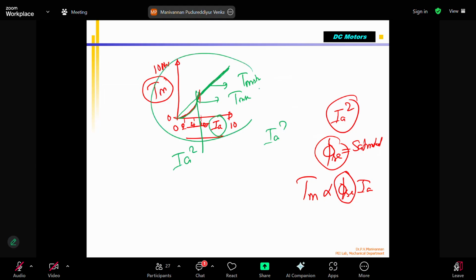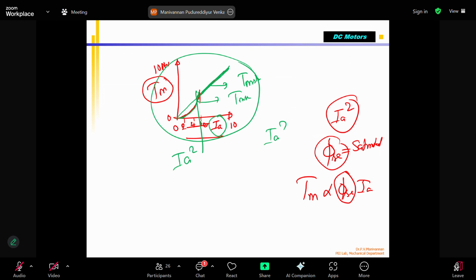This characteristic helps the series motor apply wherever you need high torque at low speed, like a lift or crane. But when you want constant smooth torque, you have to go to what you call a shunt motor. A shunt motor maintains constant torque, correct? Almost constant speed, self-regulating. All these things are the advantage of the shunt motor.